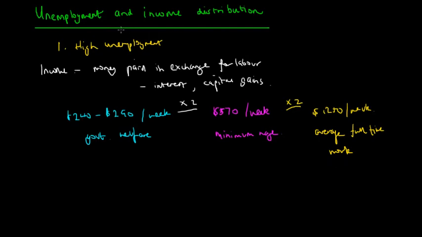So now we can see that income is highly correlated with this idea of employment. So how would unemployment affect the income distribution? Well, first of all, you can see that if you become unemployed, you might move from average full-time work to the minimum wage, and therefore consequently move to government welfare. And you're earning about 4 times less than what you would at a full-time job. And so the income distribution would become more skewed towards those who have jobs.